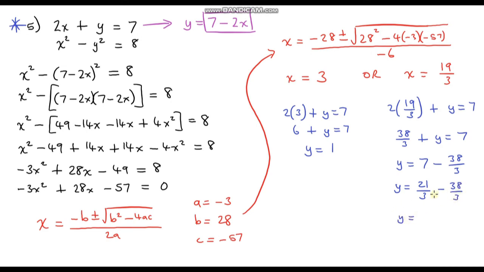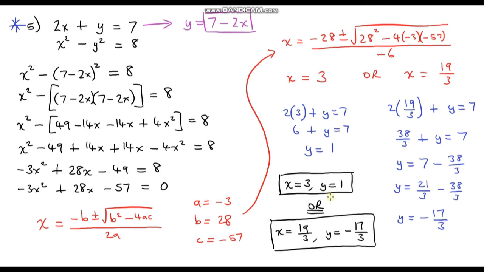So what's 21 minus 38? Well, that will give us minus 17. So that's minus 17 over 3. I've written down our two solutions here. We have x equals 3 and y equals 1, or x equals 19 over 3 and y equals negative 17 over 3. You could also write these fractions as decimals. Either one would be fine.